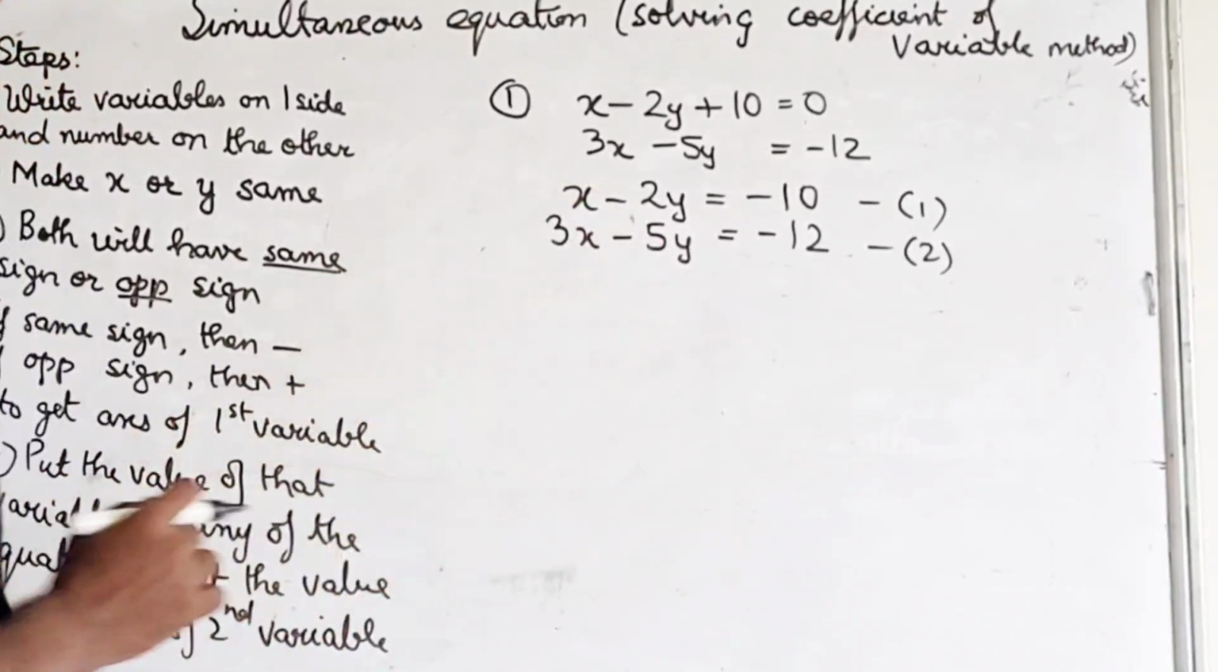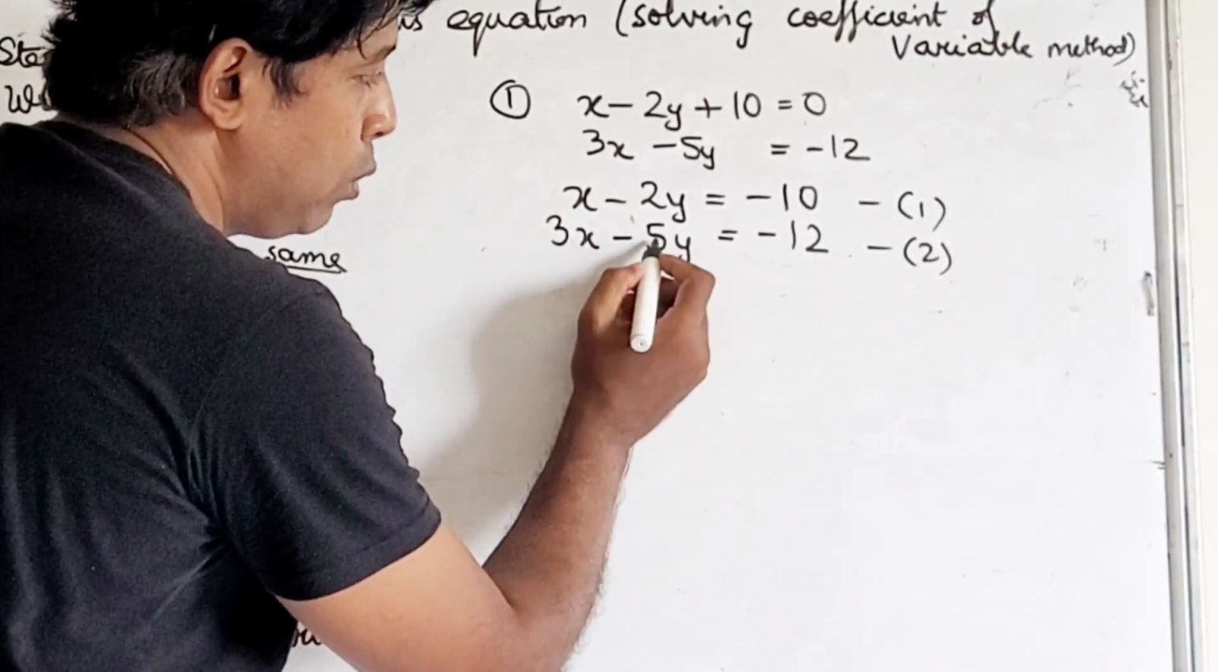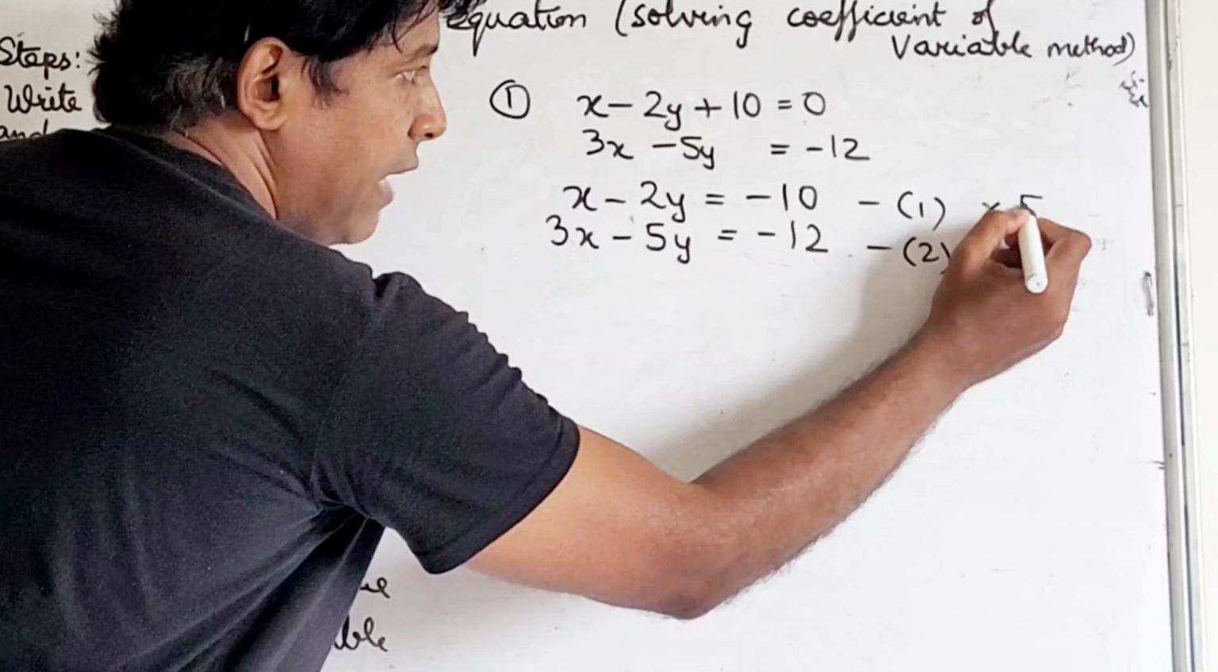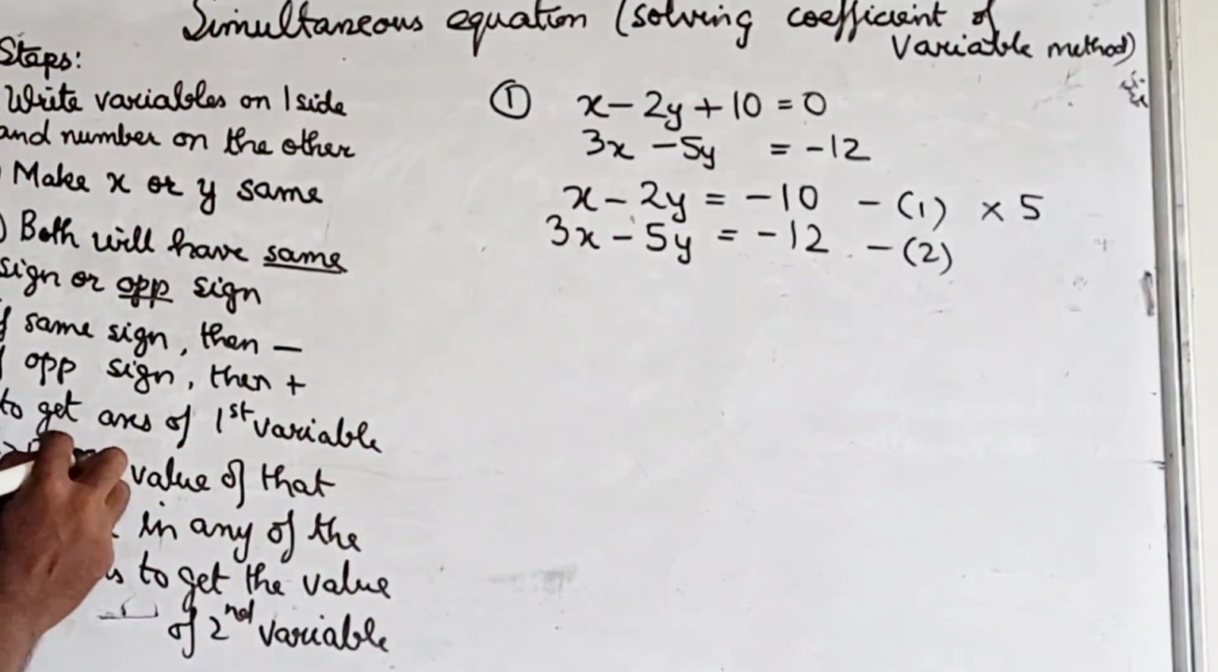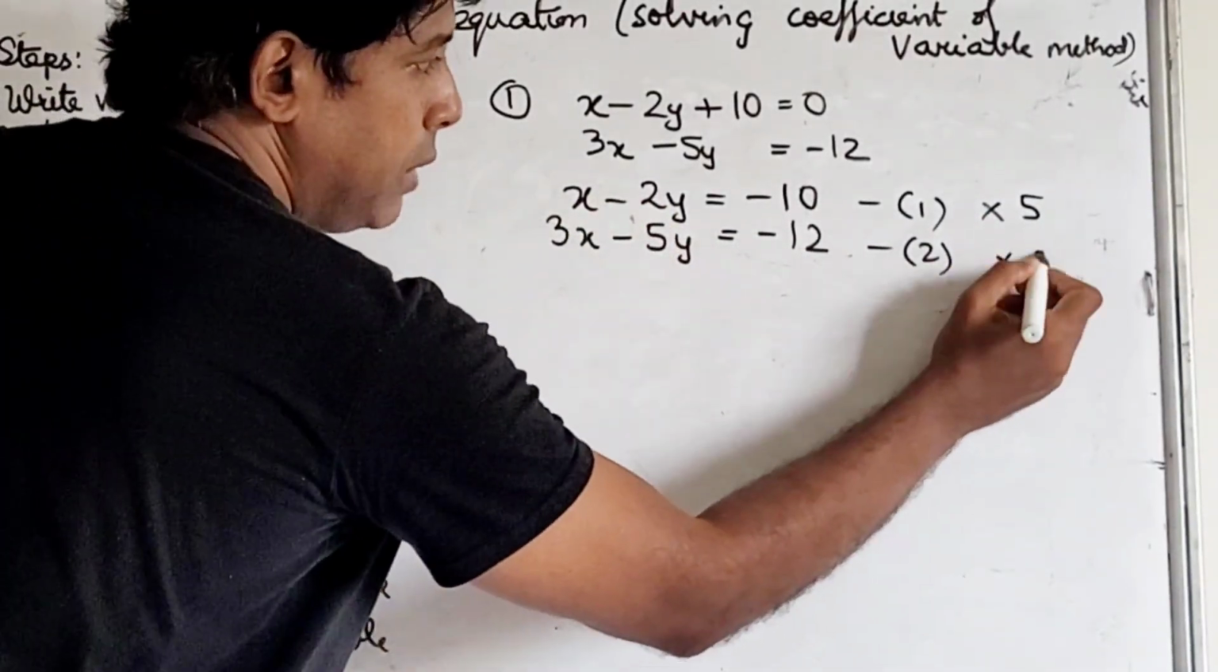Right now I'm going to make the y equal. Here it is a 5, so I'll multiply this by 5, as it is not coming in 2's table, and here it is a 2, so I'll multiply it by 2.